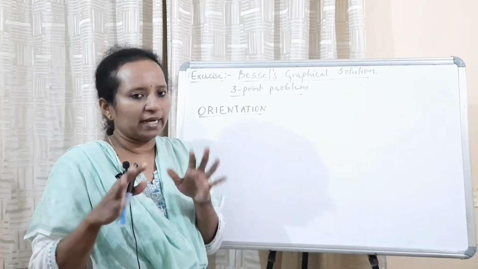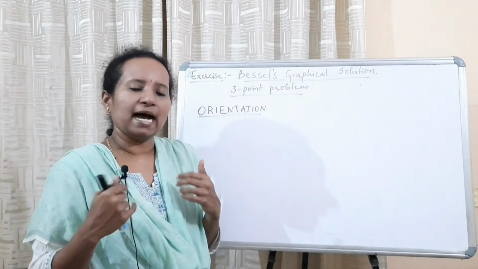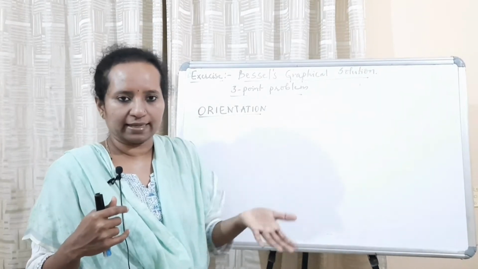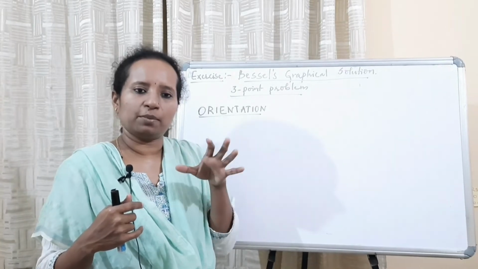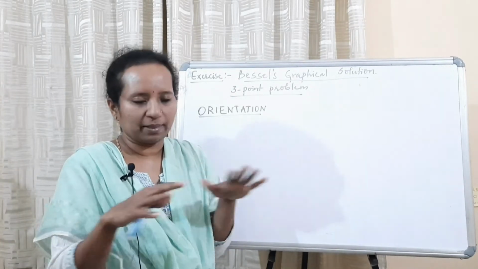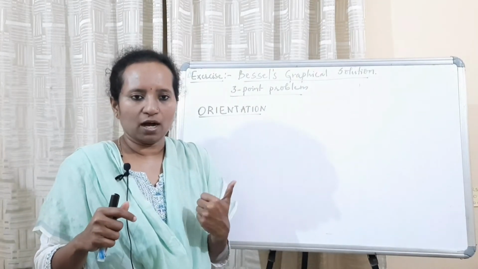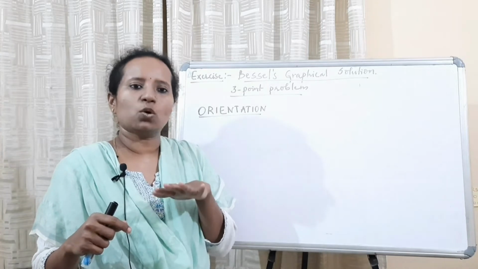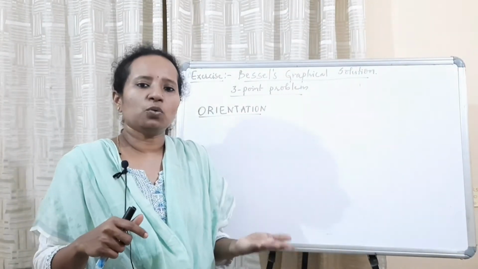You are supposed to end the day's work, and the very next day you come back and start from the point where you had actually ended the day's work, but you do not know where exactly you had placed your plane table. So this orientation is done to carry out the exercise such that your plane table is oriented towards your previous day's work. How do we carry it out?